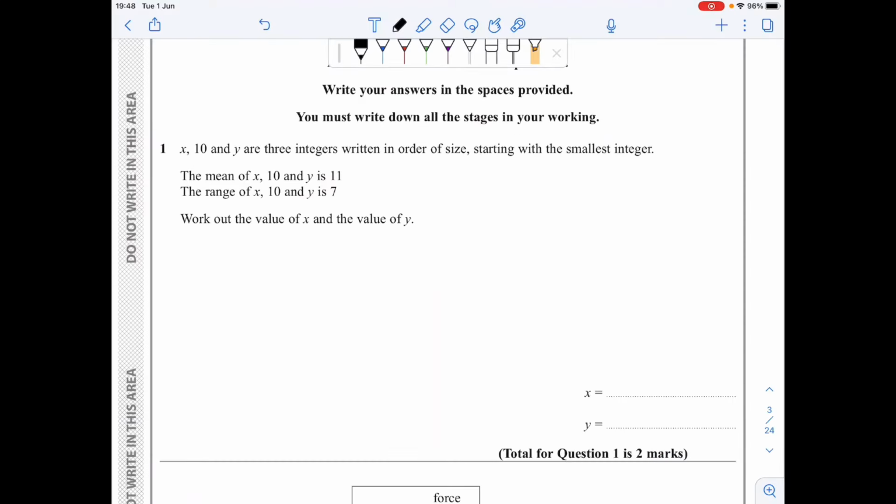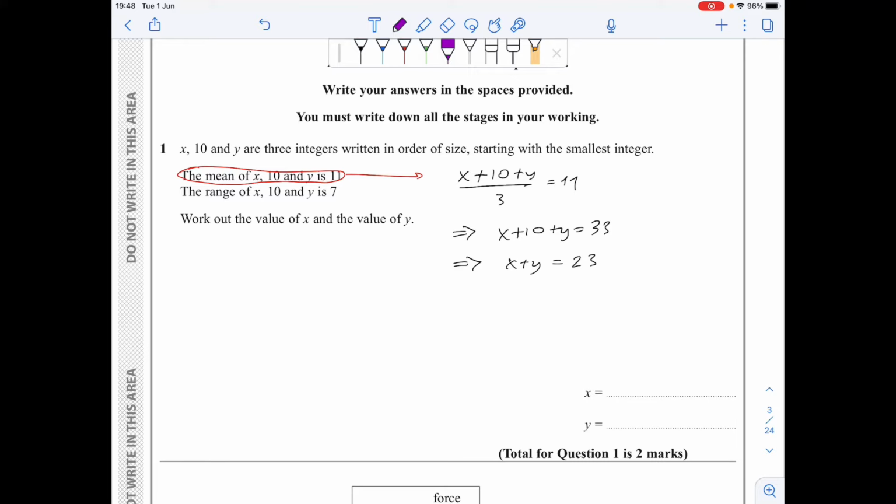I'll start question 1 by using the first piece of information. The mean of these three numbers is equal to 11. So I have (x + 10 + y) over 3 is equal to 11, which means that x + 10 + y is 33. So x + y is equal to 23.